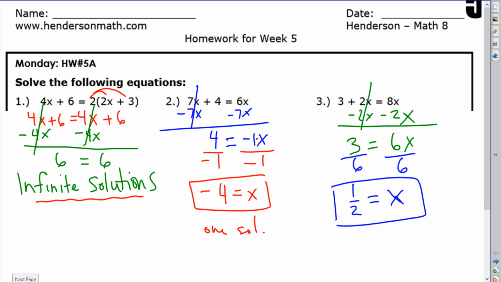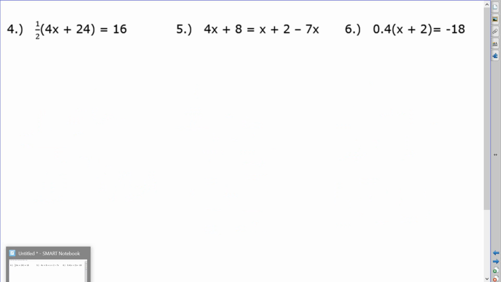All right, let's take a look at the next two problems. Question number 4 does have a coefficient, but the coefficient is a fraction, 1/2. So I'm going to multiply 1/2 times both of these terms inside, but not this one because it's not inside the parentheses. So 1/2 times 4 means 1 times 4, which is 4, and then that answer divided by 2. Half of 4 is 2, and the x comes along with that term. And half of 24 is 12.